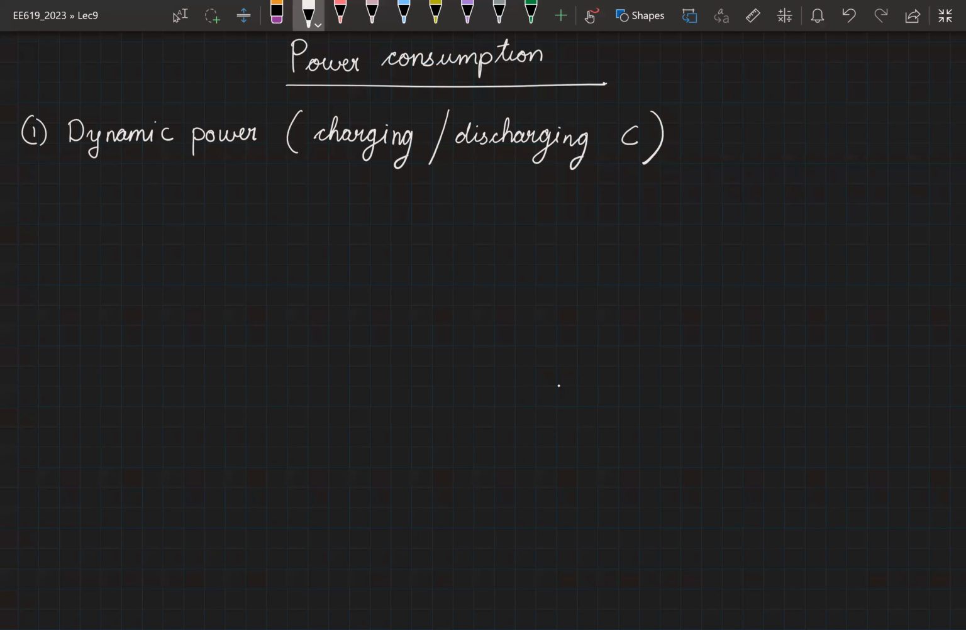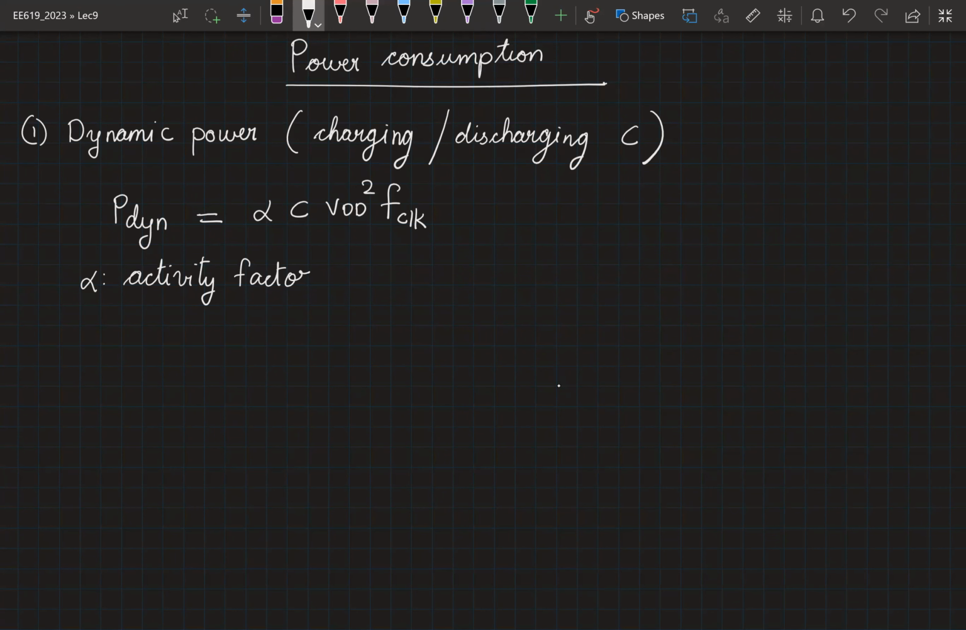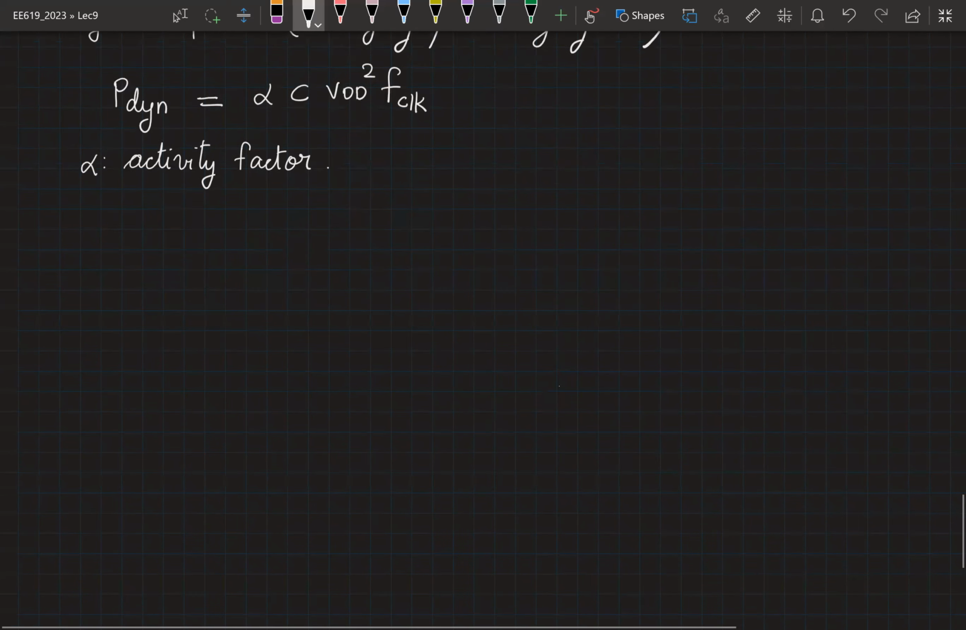So we derived an expression for the inverter with a resistive load. Do you remember the expression for the dynamic power? Alpha C VDD square into F, where this F is the clock frequency. So let me write it as F clock. What was alpha? Alpha was the activity factor. So this was basically the probability that the node is going to have a transition corresponding to a clock transition, right? So any questions on the dynamic power?